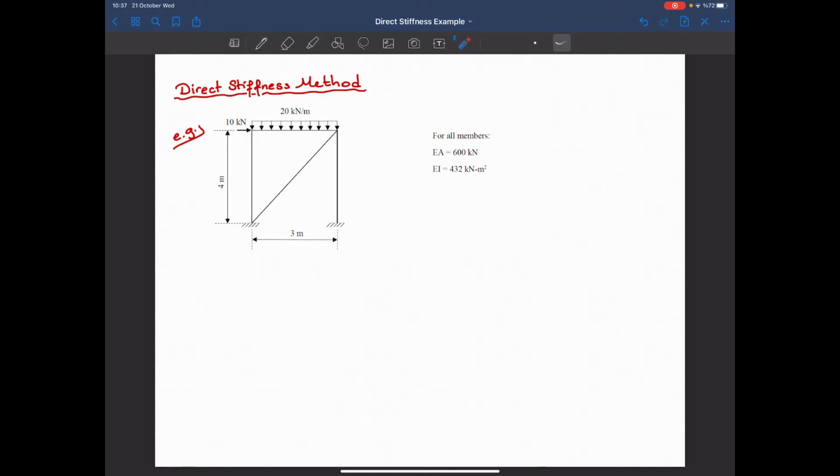Hello. Today we will be analyzing this structure by using the direct stiffness method. In this structure we have no truss members, they are all beam members, a point load and a uniformly distributed load. So let's do the discretization first.